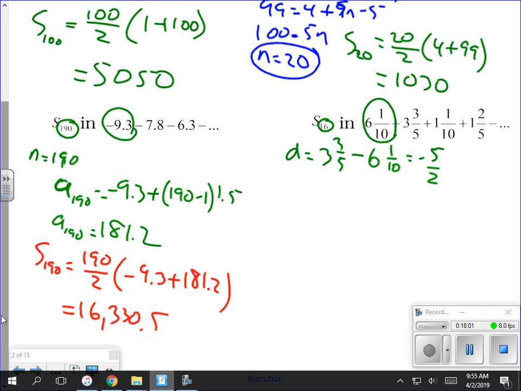So I'm looking for my last term. A sub 16 is the first term, 6 and 1/10, plus 16 minus 1 times -5/2. So let's see, times 15, execute, plus 6 and 1/10. And I end up getting -157/5.